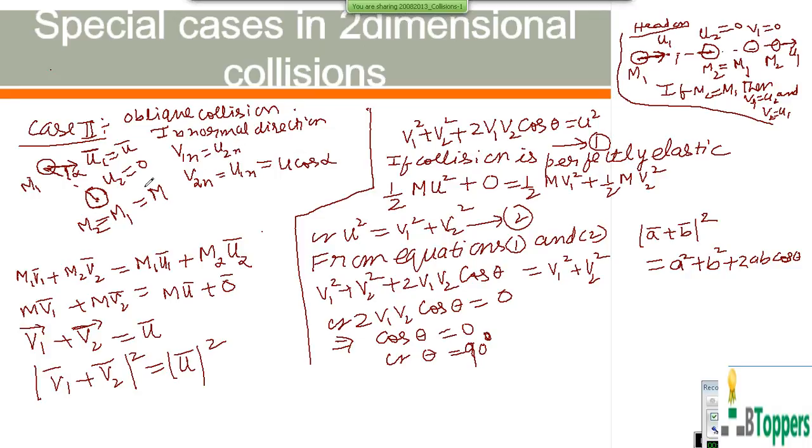And u2n is the component of the initial velocity of the second sphere in the normal direction before collision. Before collision, the second sphere is at rest, so the initial velocity of the second sphere in the normal direction becomes 0. That means the velocity of m1 in the normal direction becomes 0 after the collision. But the velocity of m1 in the tangential direction after collision will be the same as its initial velocity in the tangential direction before collision. So v1t is the final velocity of m1 in the tangential direction after collision.